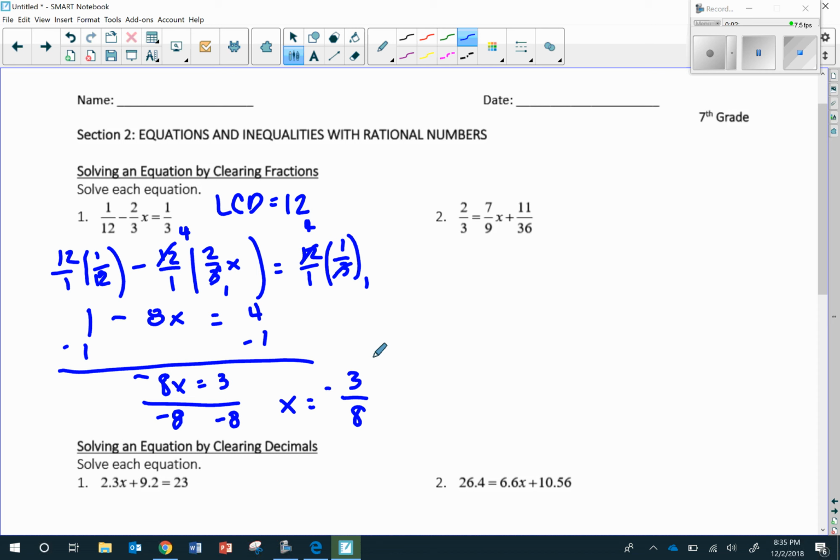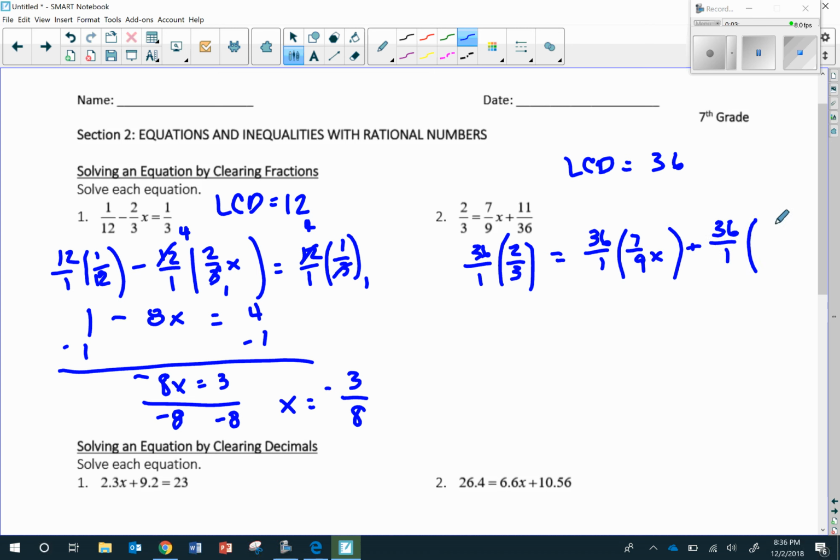So looking at number 2, I have a denominator of 3, 9, and 36. So I know then that my LCD, least common denominator, is in fact 36. So I'm going to multiply each fraction in my problem by 36 over 1, or just 36. So 36 over 1 multiplied by 2/3 equals 36 over 1 times 7/9 x plus 36 over 1 multiplied by 11/36. Now I'm going to simplify.